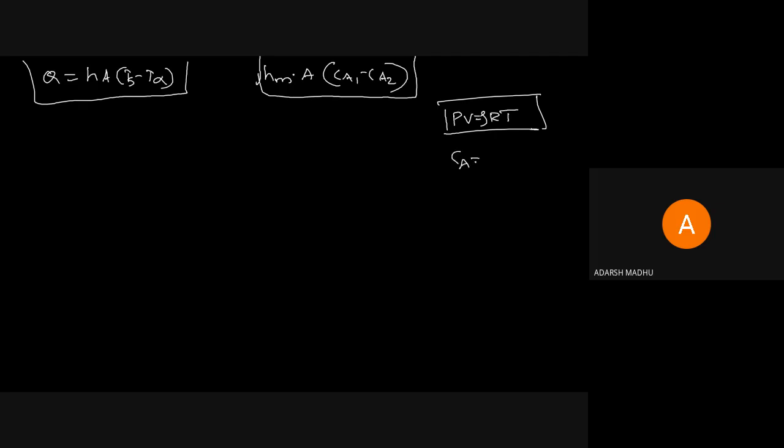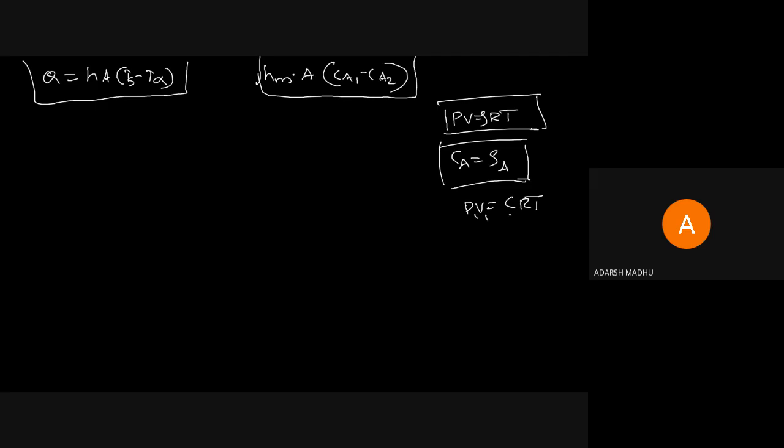So CA equal to rho A. It means that the concentration of a particular liquid is equal to its density itself. So you can take PV equal to rho RT as PV equal to CRT itself. Concentration means density itself. So if the question is asking to find the heat transfer rate, CA1 and CA2 can be found by using this equation.